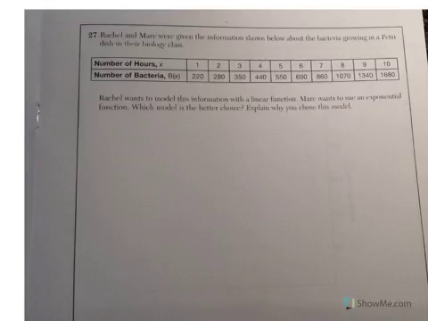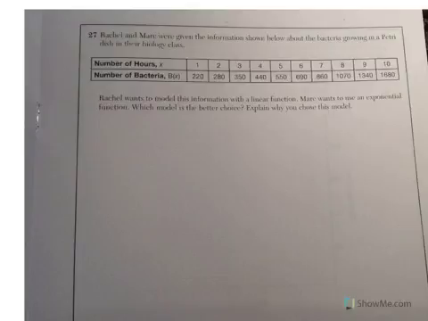27. Rachel and Mark were given the information shown below about the bacteria growing in a petri dish in their biology class. So we're looking at number of hours, x, versus the number of bacteria, b of x. Rachel wants to model the information with a linear function, and Mark wants to use an exponential function. Which model is the better choice, and explain why you chose this model? Well, in a linear function, you're repeatedly adding the same number each time, and in an exponential function, you're repeatedly multiplying the same number each time.